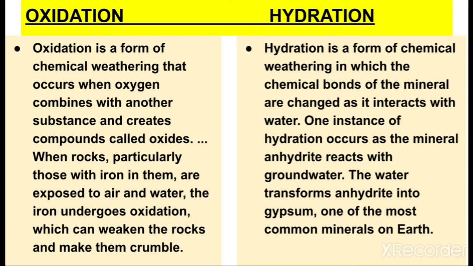In hydration, you will write: hydration is a form of chemical weathering in which chemical bonds of the mineral are changed as it interacts with water. One instance of hydration occurs as the mineral anhydrite reacts with the groundwater. The water transforms anhydrite into gypsum, one of the most common minerals on earth.